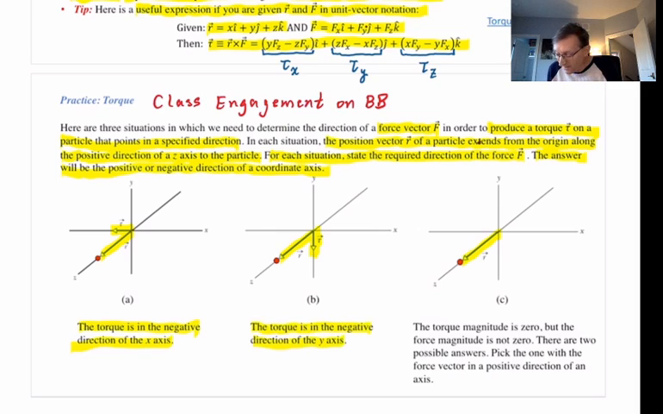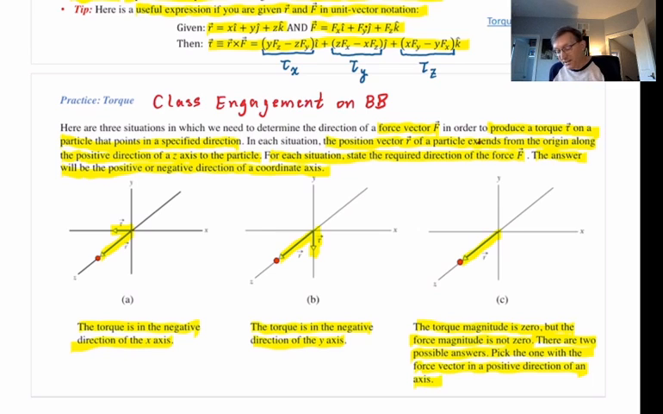Okay, case C is a little different. The torque magnitude is 0, but the force F is not 0. There is a force acting on the particle, but I want the torque to be 0. Turns out there are two possible answers. I want you to pick the one that gives the force vector in a positive direction of an axis.